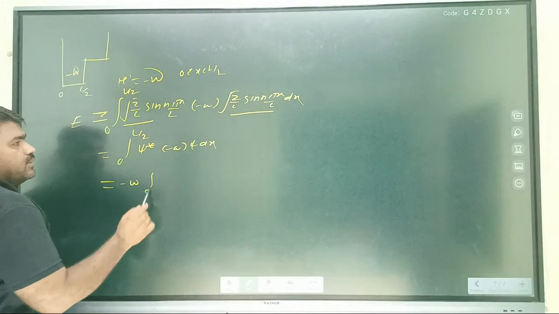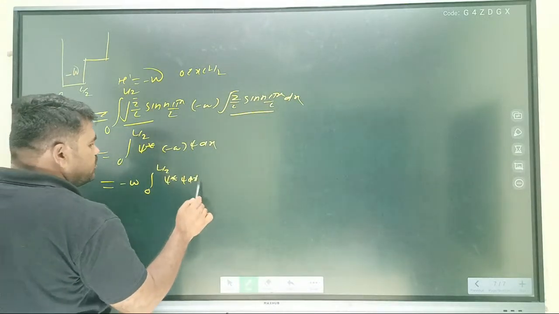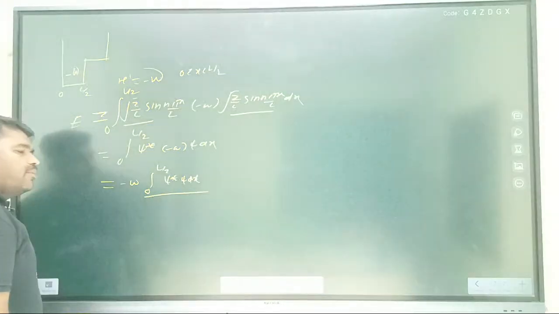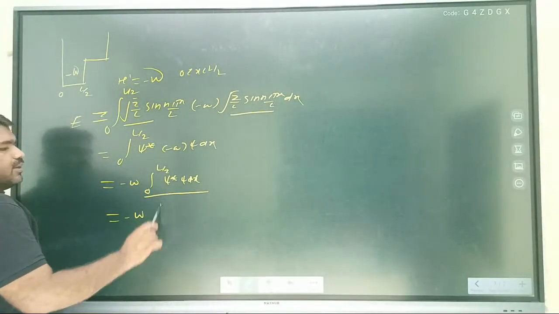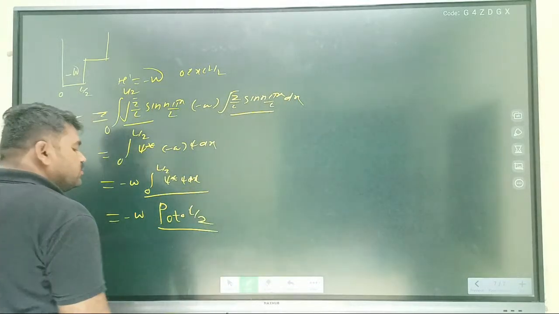Minus omega we can take common outside. The integral from 0 to l by 2 of psi star psi dx. Nothing else in the integration needs to be solved. This is nothing but probability. In which region? 0 to L by 2 region. Then what is the probability? 0 to L by 2 region.